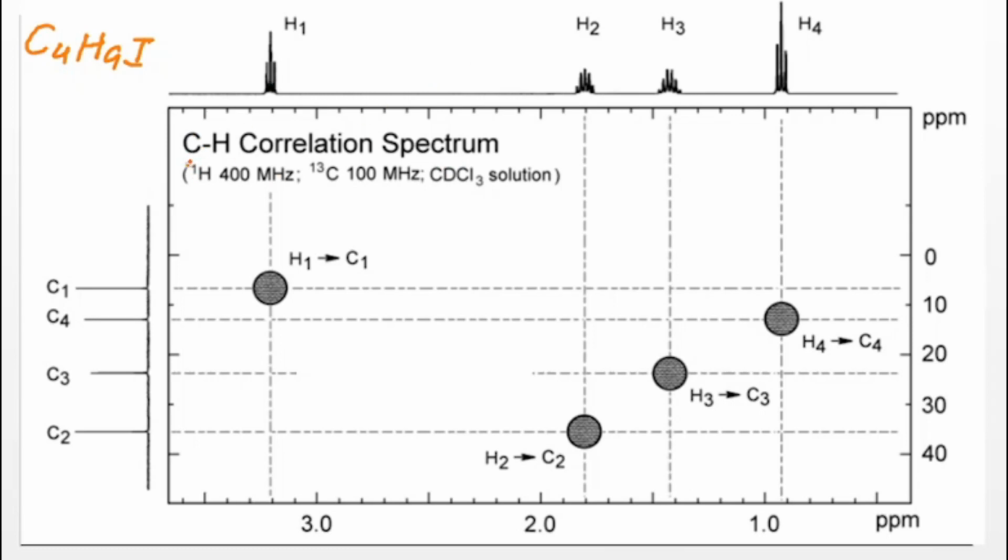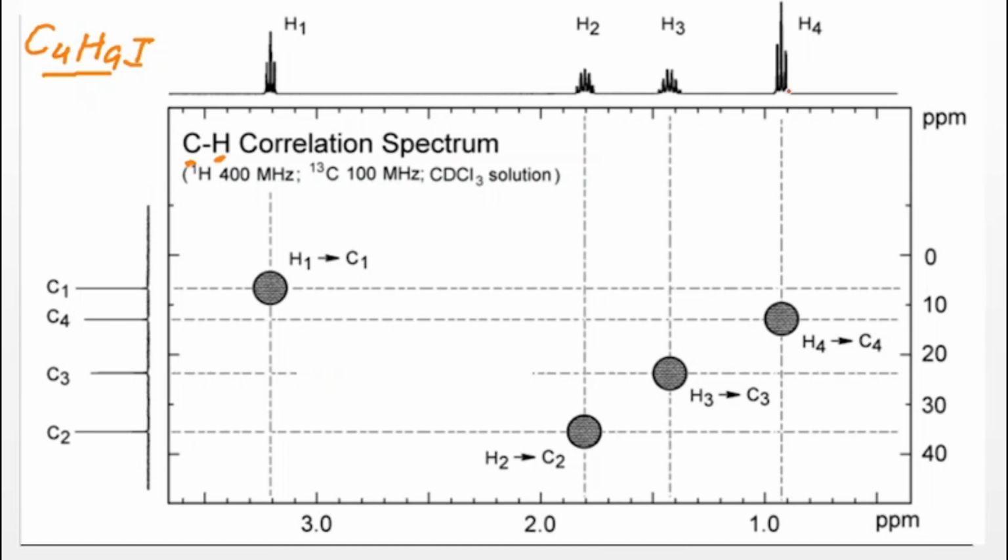Today we will do the carbon-hydrogen correlation spectrum. Here you may see the proton NMR spectrum is given on one side, and the carbon NMR spectrum is given on the other side. We will correlate the proton NMR spectrum with the carbon NMR spectrum. The molecular formula is given, and we will do the carbon-hydrogen correlation spectrum and find out the structure of the compound.